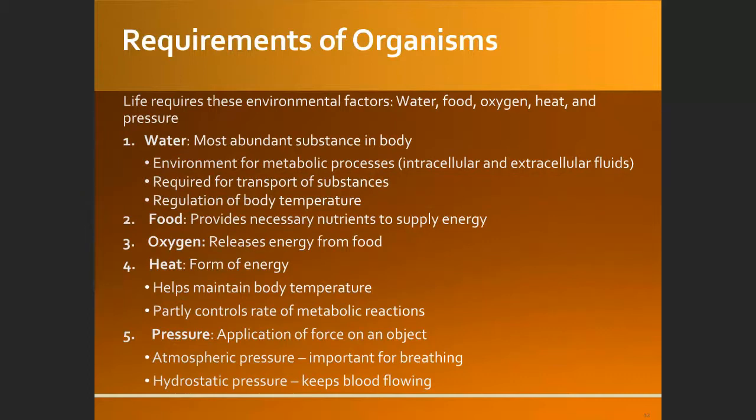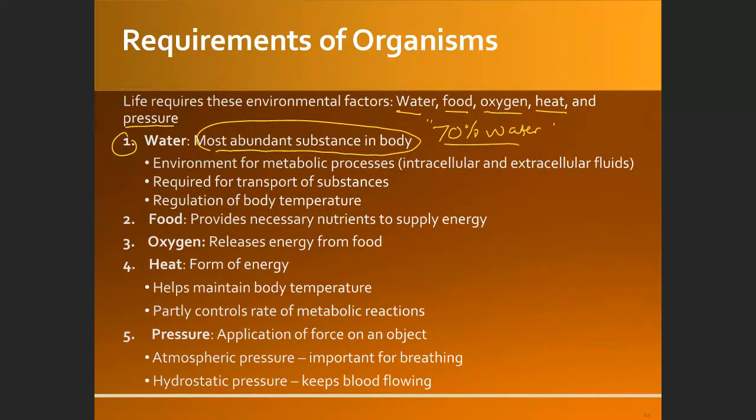Requirements for organisms, especially for humans. We need water, food, oxygen, heat, and pressure. These are several environmental conditions required for living, especially for animals or humans. Water is the most abundant substance in our body. Our body actually consists of 70% water. So this is the most abundant molecule in our body.